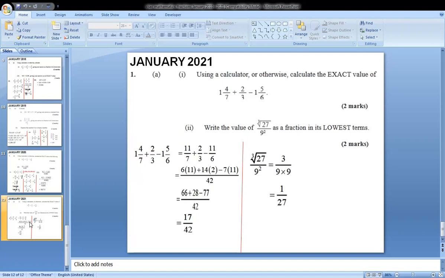So the second part says, write the value of the cube root of 27 over 9 squared as a fraction in its lowest terms. So we know that 27, we would have 3 cubed, which is 3 times 3 times 3, and 9 squared is 9 times 9. So we would have gotten 1 over 27 as our answer. So that is it.